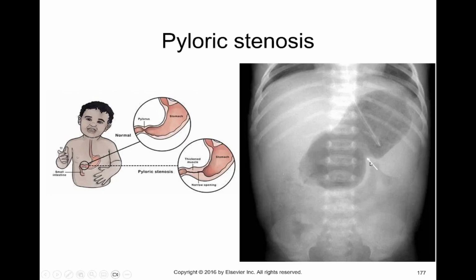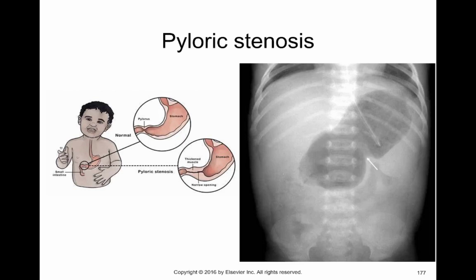So the double bubble sign gives us an indication that we've got a duodenal atresia as opposed to pyloric stenosis. The clinical correlation for either one of those is, and this is a congenital condition in both cases, that the baby drinks the milk, and the milk settles in the stomach, sours, and then the patient projectile vomits it back up.